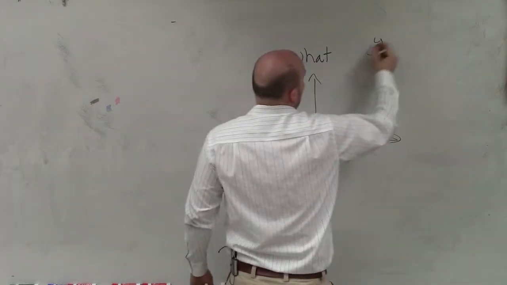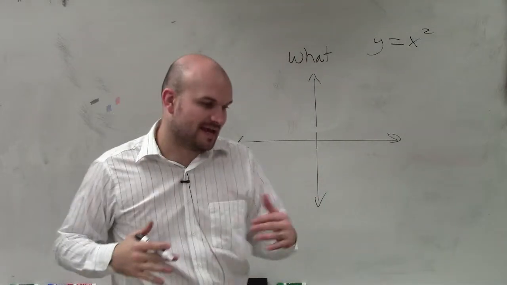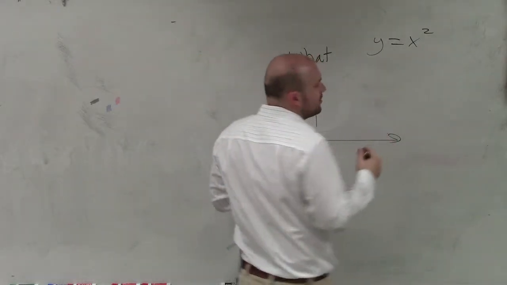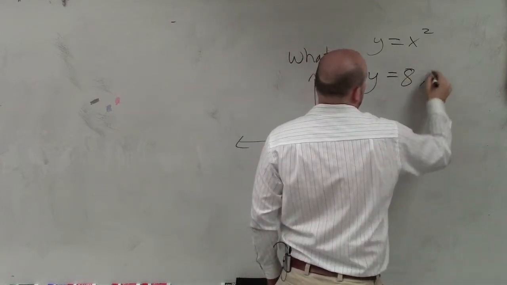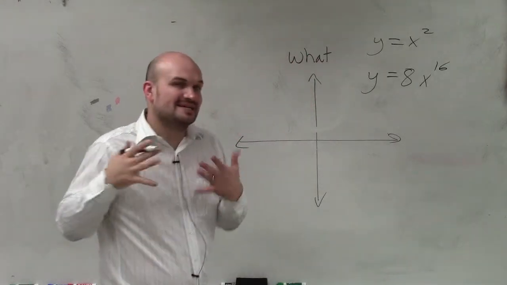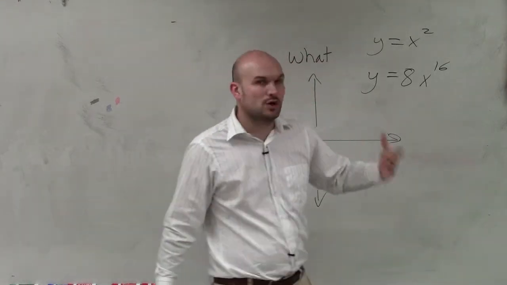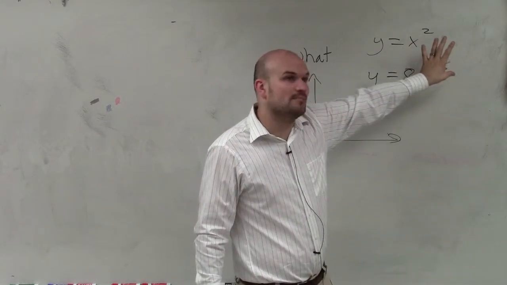We have y equals x squared. But what's nice about end behavior is, you don't have to know exactly what the graph is going to look like. What if I had y equals 8x to the 16th power? Guess what? This end behavior is going to be exactly the same, because using the leading coefficient test, my coefficient is positive and my degree is even.